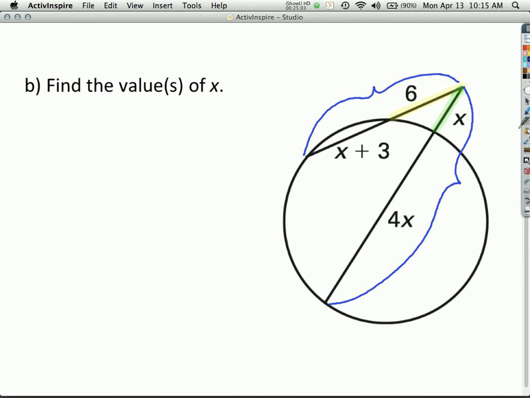So, the external segment for this first secant line is 6. But what is the measure of the whole secant? Sebastian? Yeah, you have to add them together. So you've got 3 plus 6 is 9, so you get x plus 9. That product will equal the external segment, x, times the entire secant. So you have to add them together. What do you get when you add those together? 5x. Very good.